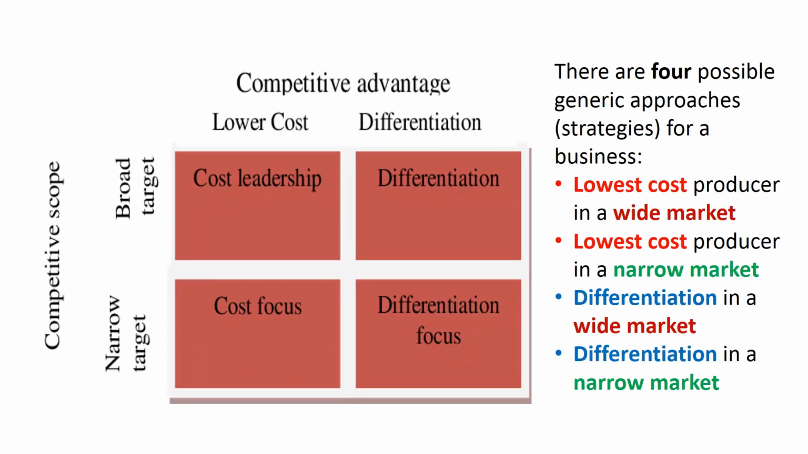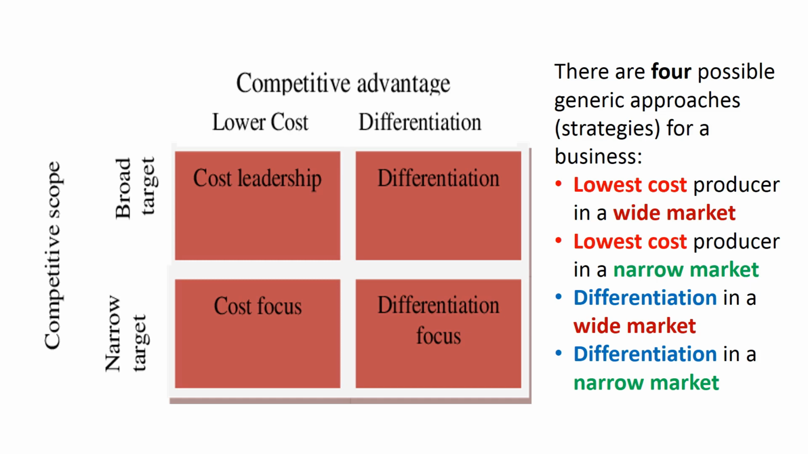This slide sets out in diagrammatic form what I've just described to you. Across the top we have the two strategies for a business to achieve a competitive advantage, that is, a lower cost strategy or a differentiation strategy. And down the left-hand side we have our competitive scope, that is, the business can either take the view that it's competing against a wide market, referred to here as a broad target, or against a narrow market, referred to here as a narrow target. When you look at all of these possible combinations, it means that there are 4 possible generic approaches or strategies that a business can take.